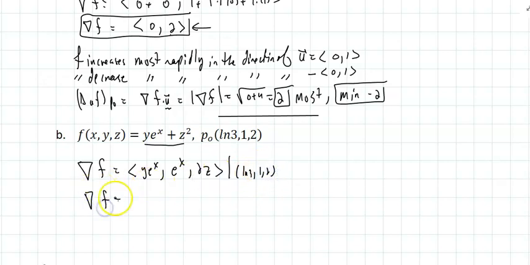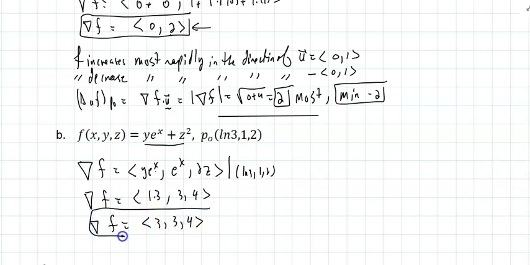The gradient of f would be natural log of 3 for x, that's a 3 times 1. That is a 3, and that's a 4. Again, if I'm not mistaken. So I got the gradient to be 3, 3, and a 4. That's the key. Now out of this, I can make my conclusions.